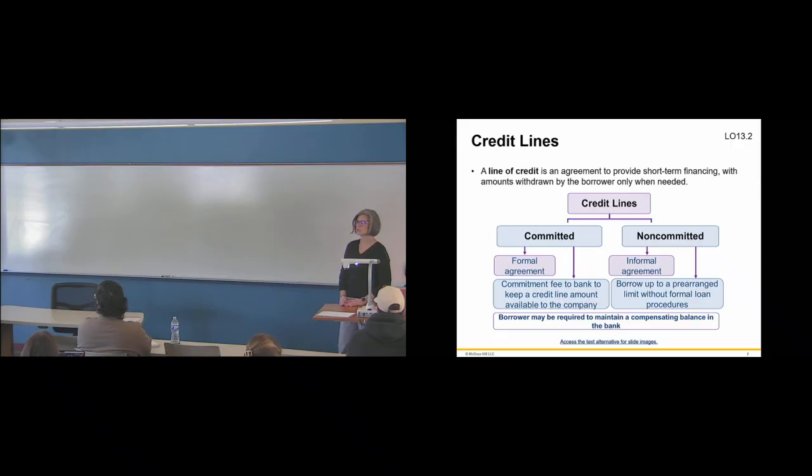And a committed is exactly what it sounds like. It's just a more formal arrangement. You have a fee that you have to pay to a bank to keep that credit line available. You have an informal arrangement, which is basically you don't have to go through all kinds of formal loan paperwork. And it's kind of nice. It depends on the bank and the type of arrangement you're looking for there. But that's what we refer to as credit lines. Businesses use these as well.